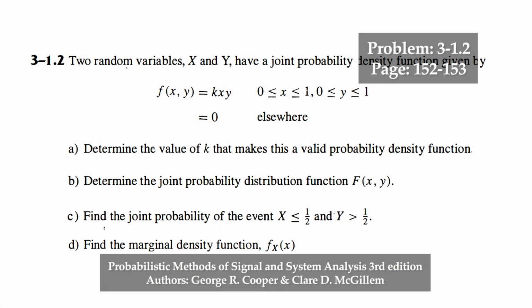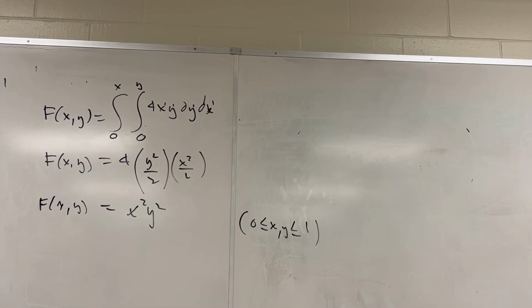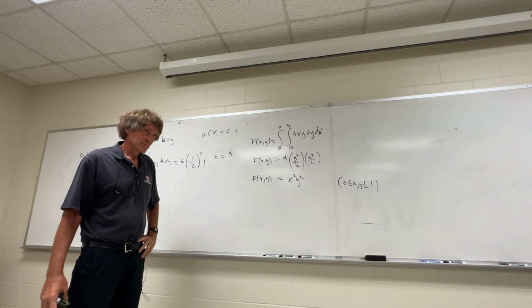Okay, what's next? It wants to find the joint probability of the event that x is less than or equal to 1/2 and y is greater than 1/2. All right, guys. So he gives us a range, right? You could use this, but here's the way I like to do it. Say it again, what was the range? X less than or equal to 1/2 and then y greater than 1/2.